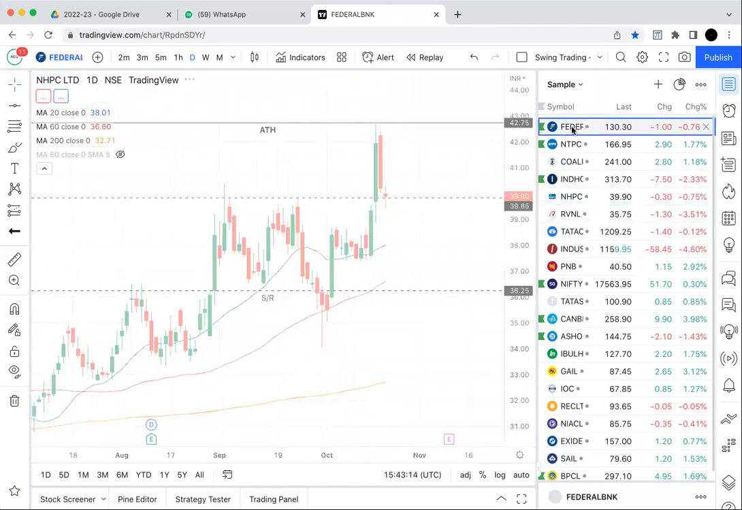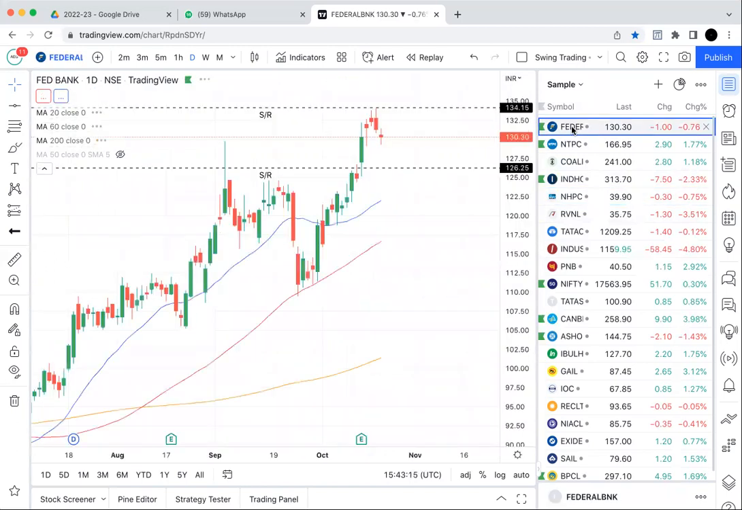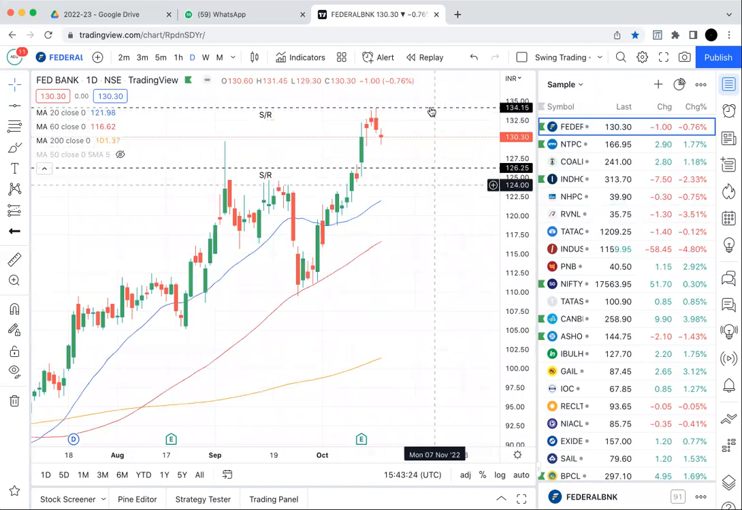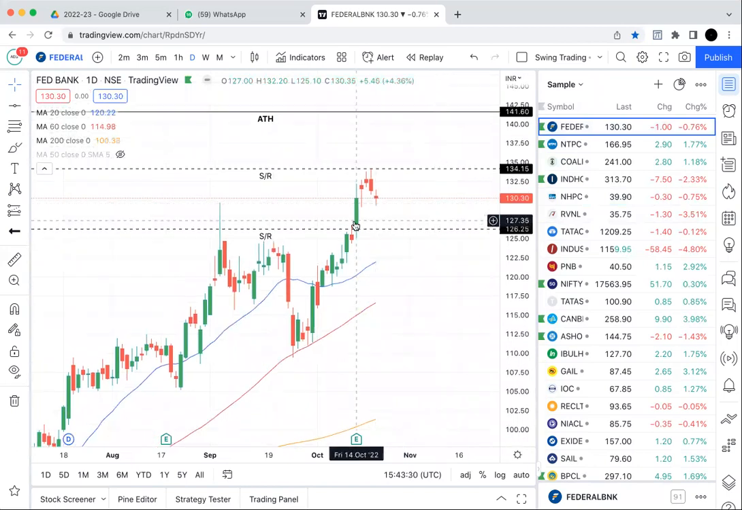So let me go back to Federal Bank and let's review our points. Number 1, we want to identify the trend. We did that. Number 2, we want to identify support and resistance and draw the lines. You see that? We did that. Now we're looking for a breakout entry. A breakout entry. What does this mean?